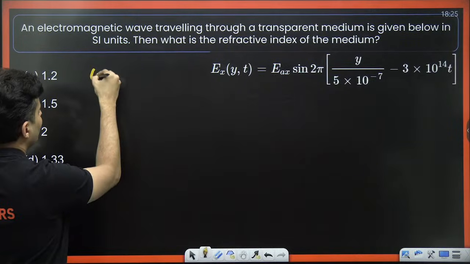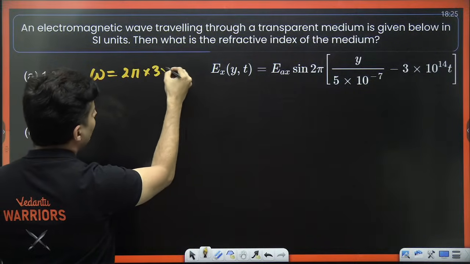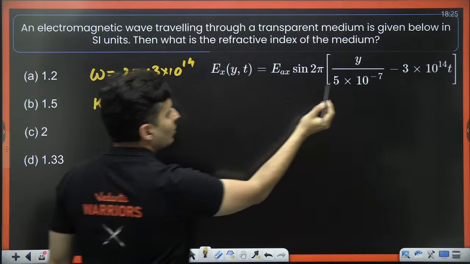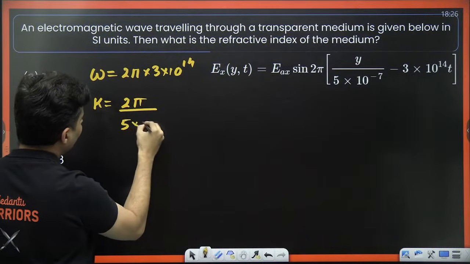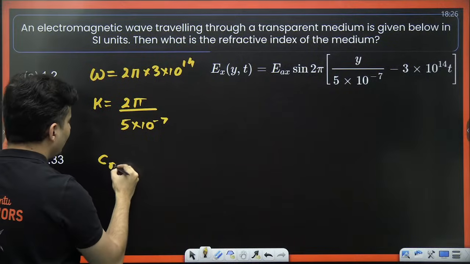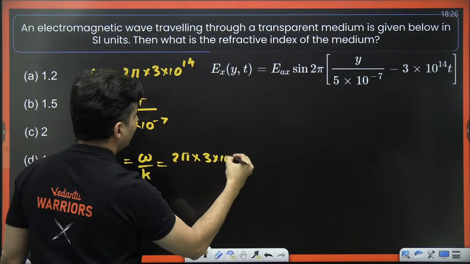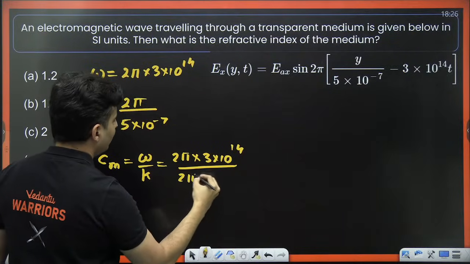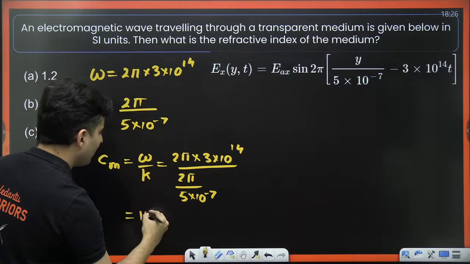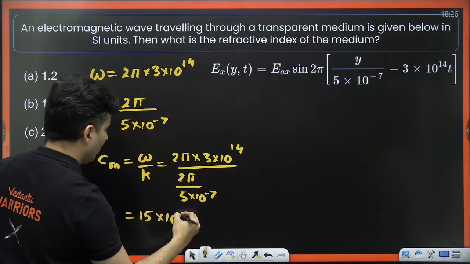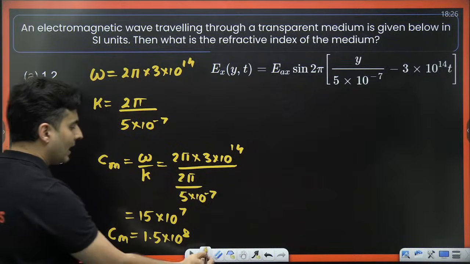So my dear warriors, what do you think omega is over here? Omega is the coefficient of time, so it is 2 pi into 3 into 10 to the power 14. What do you think k is? Coefficient of x or y or whatever that variable is. So it is nothing but 2 pi divided by 5 into 10 to the power minus 7. So what is the speed of light in that medium, which is omega by k? 2 pi into 3 into 10 to the power 14, whole thing divided by 2 pi divided by 5 into 10 to the power minus 7. 2 pi cancels. 3 fives are 15. So 15 into 10 to the power 7, which becomes 1.5 into 10 to the power 8. That is the speed of light in that particular medium.